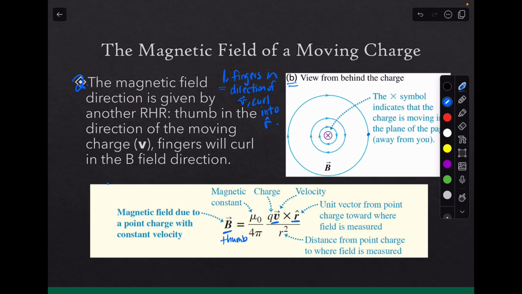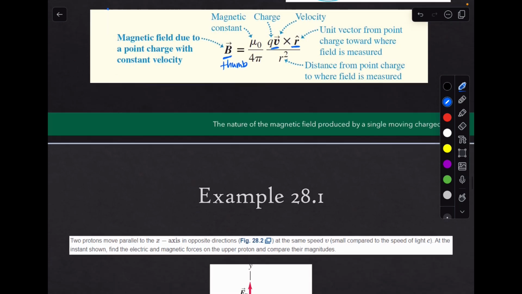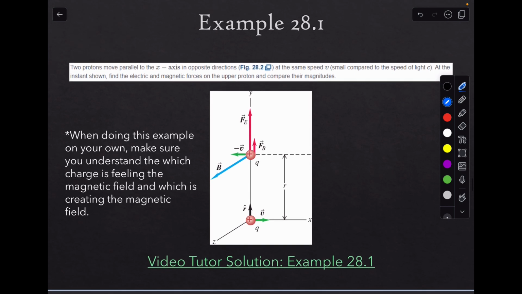So we talked about the magnitude and direction of a magnetic field created by a single moving charge. Let's do an example where we put this into action. We have two moving charges here. The one on the top is a proton. It's moving to the left. You can see that right here, it's moving along the negative x direction. And then we have another proton moving to the right along the positive x direction, and they're moving at the same speed.